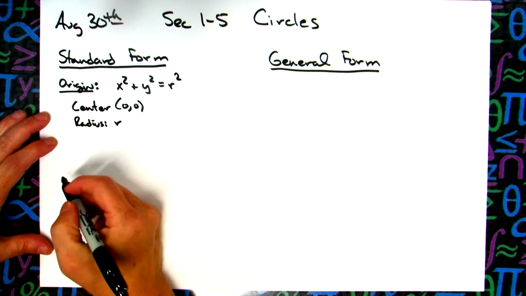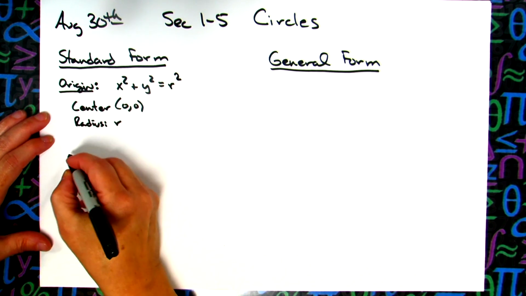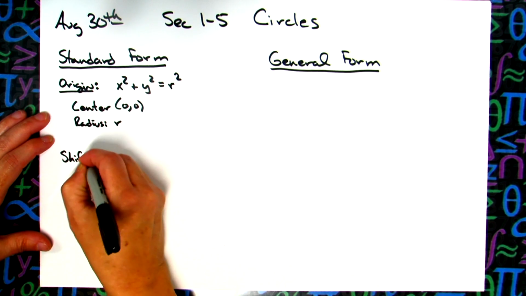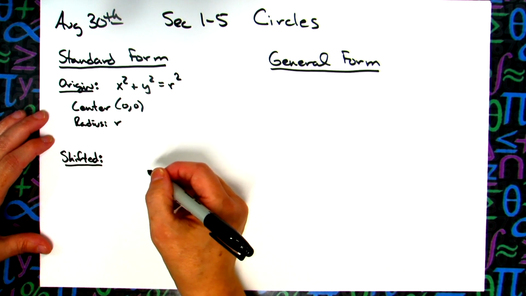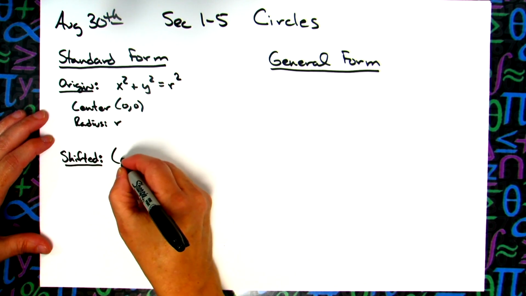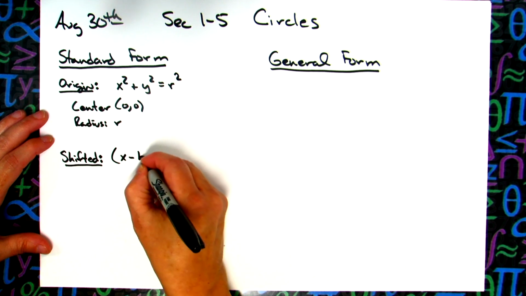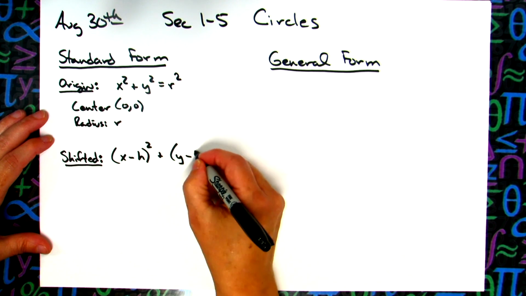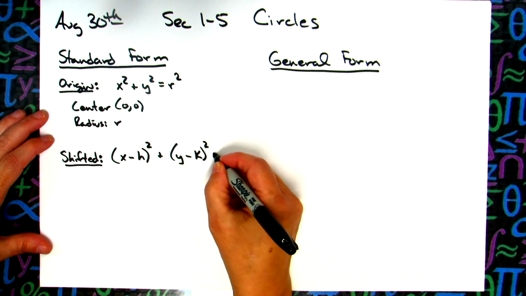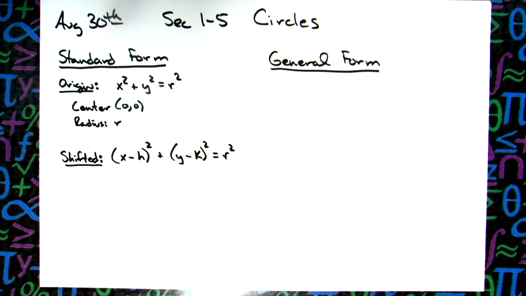Now if it's shifted somewhere around the coordinate plane, it's going to have that h and k in it that we saw last week. So we're going to have (x minus h) quantity squared, plus (y minus k) quantity squared, still equal to r squared. That h and k is the exact same thing that we dealt with for our parabola, our v shape, our absolute value. We looked at the cubic ones, I think.